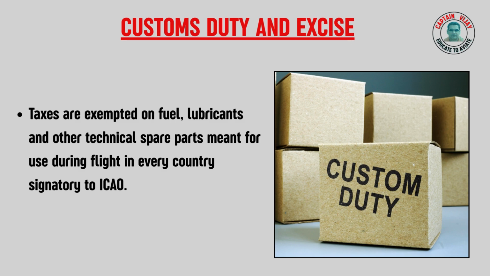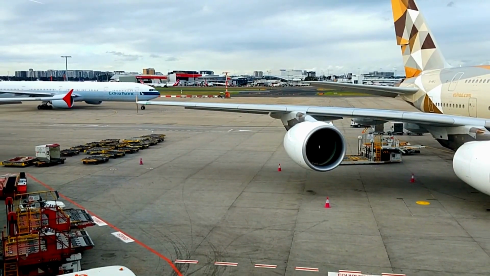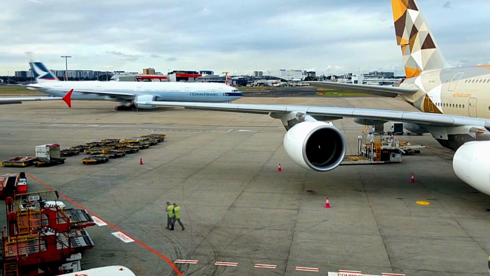Exemption from custom duty and excise. Taxes are exempted on fuel, lubricants and other technical spare parts meant for use during flight in every country which is a signatory to ICAO. So if an Indian Airlines aeroplane is refueling at some airport in America, there will not be any additional taxes like custom or import duty.